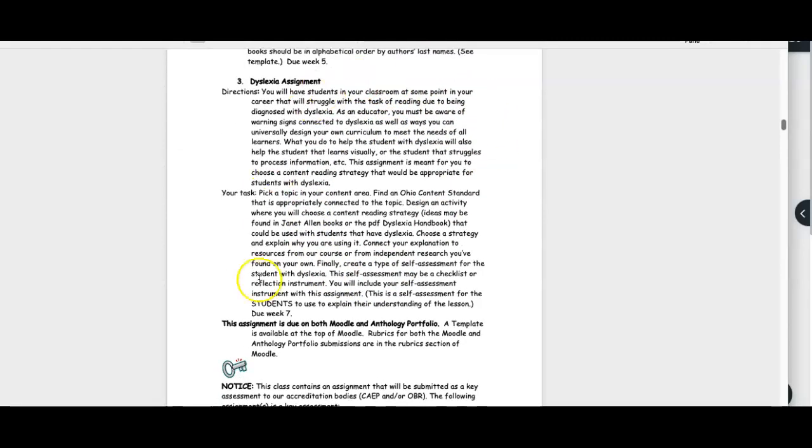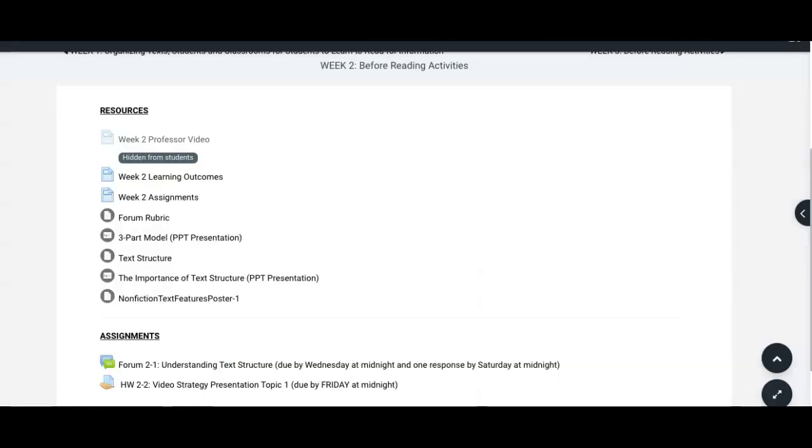Your dyslexia assignment is due week 7. And I'm going to look at that more next week. You can certainly read ahead and start thinking about it. That would be fantastic. Now, on to week 2.